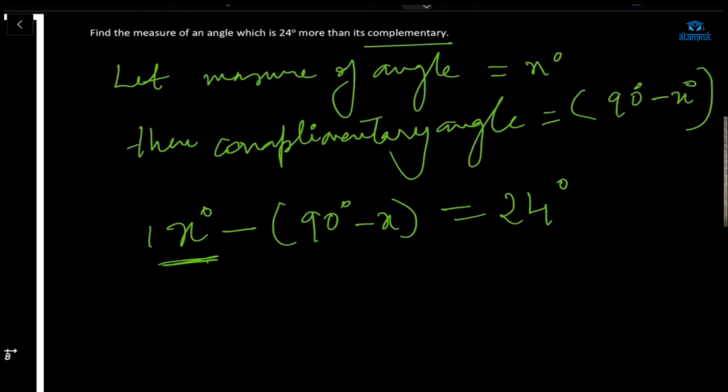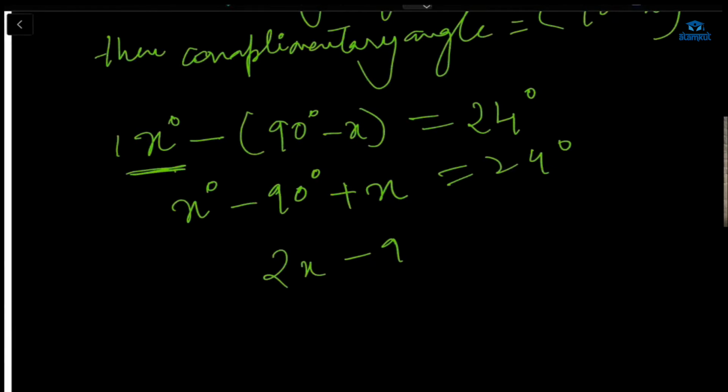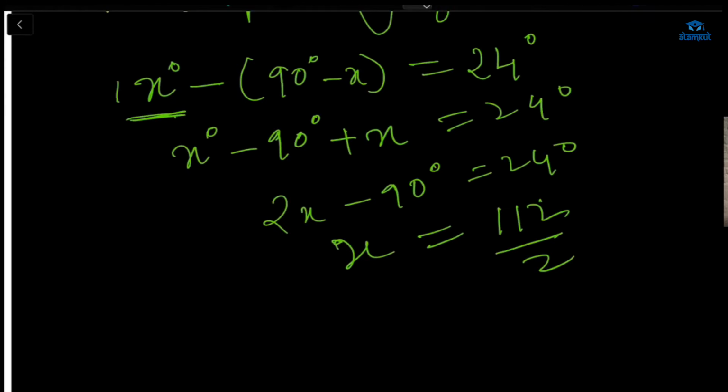If you solve this, x equal to 90 degrees plus x, wait, I got confused. So 2x minus 90 degrees is equal to 24 degrees. So x will be what? 24 plus 90, 114 by 2.